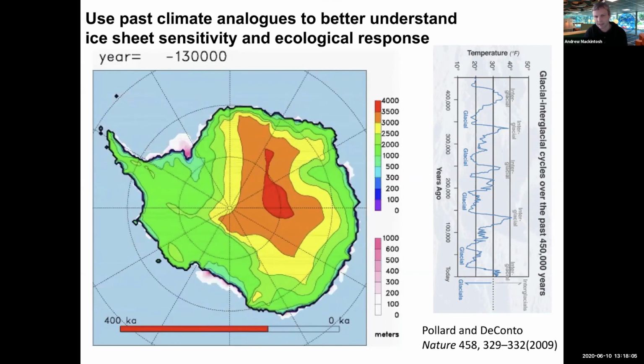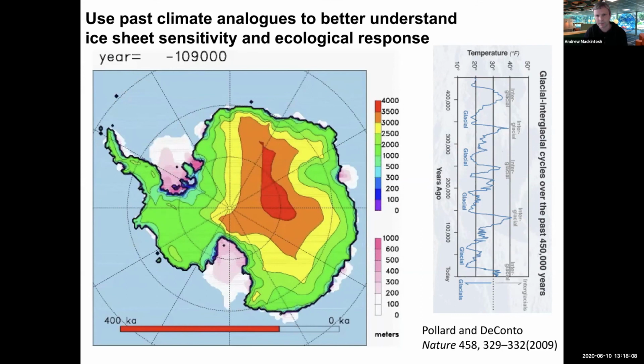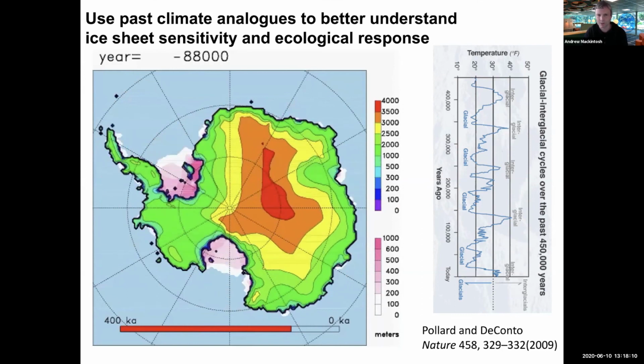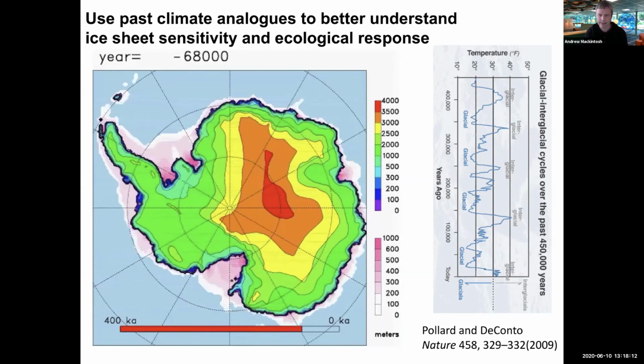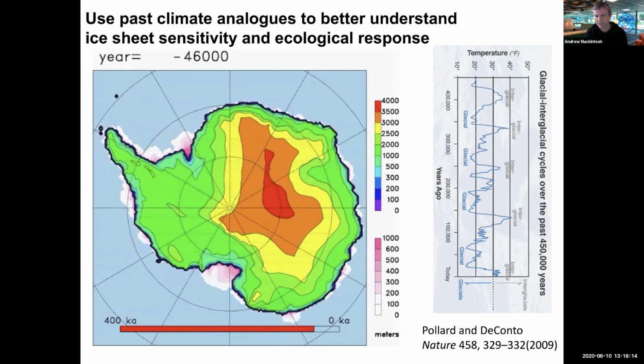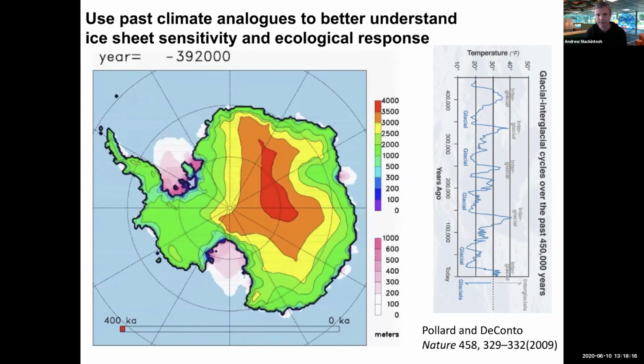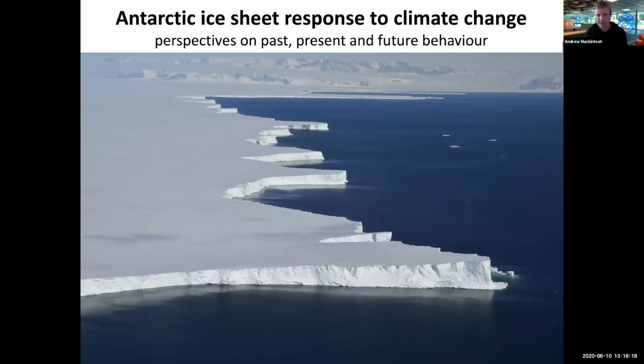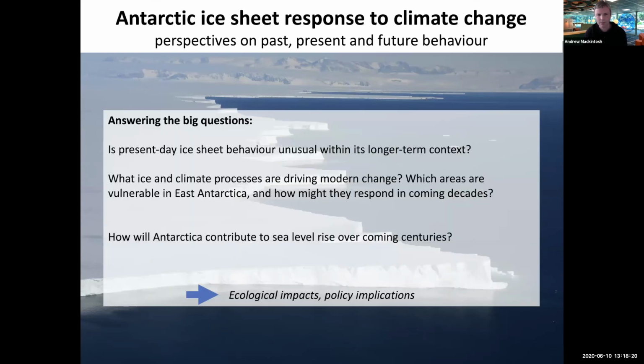And by using the kind of techniques that Jan has developed, we can test models like this and understand their sensitivity and therefore do a better job of predicting the future for the ice sheet. So I'm almost there. I hope we're going to answer some of these big questions. Is the present day ice sheet behaviour unusual within its long-term context?